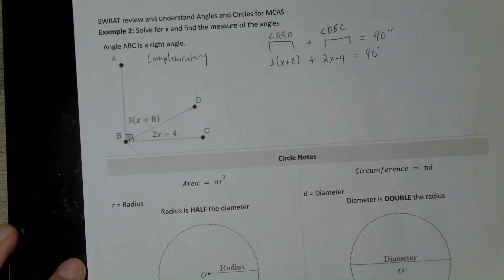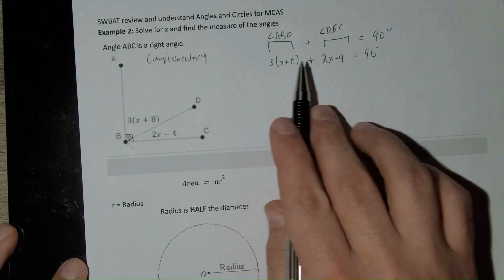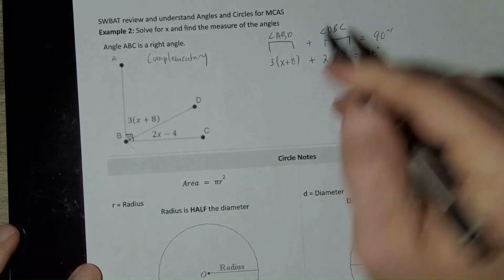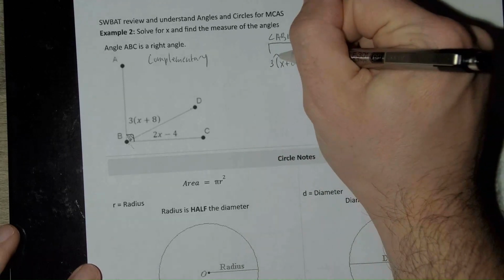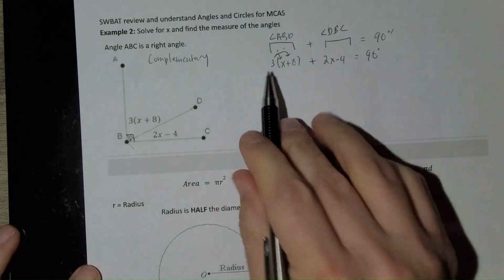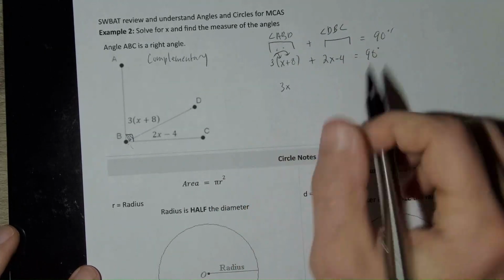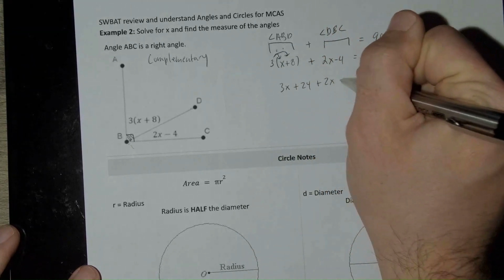Why is this problem difficult? Well, it's because you're actually going to have to do the distributive property before you can combine like terms. So doing the distributive property means 3 is multiplying both of our terms. So we do 3 times x and then 3 times 8. 3 times x is just 3x. 3 times 8 is 24. And then we carry everything else down.